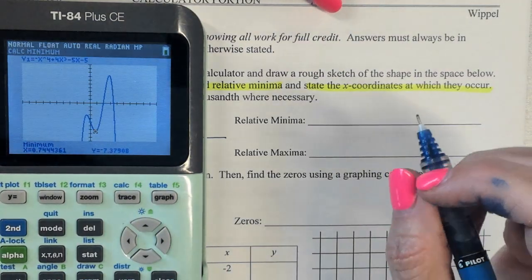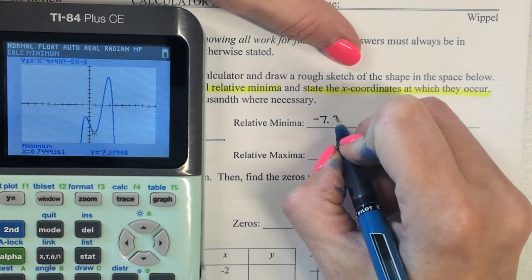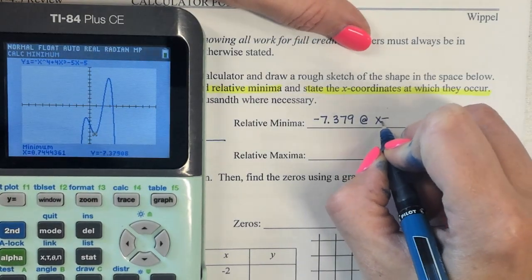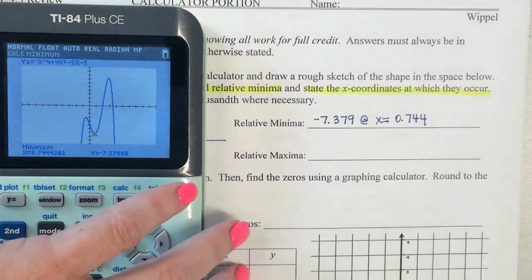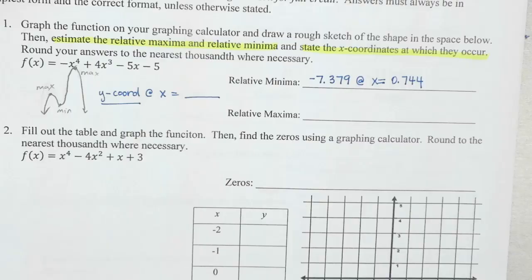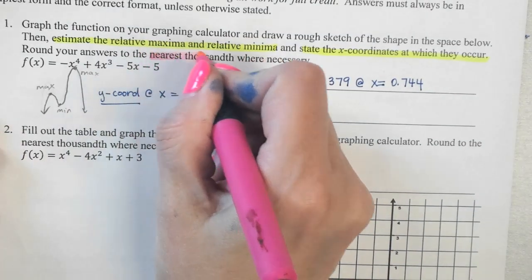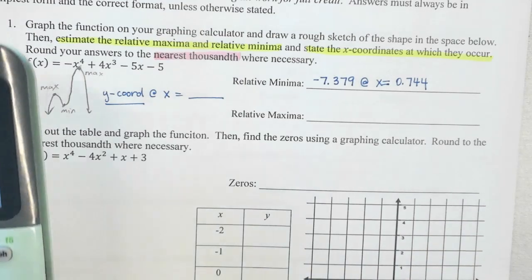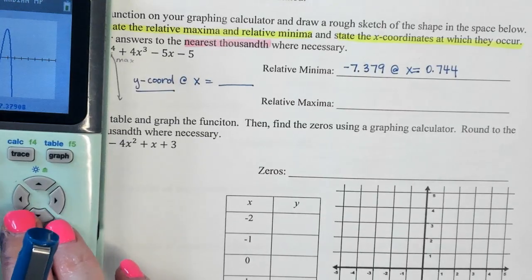So for the relative minima, we are going to write -7.379 because it says to round to the nearest thousandth at x equals 0.744. So please check not only your rounding, but also check your form. Okay, we're rounding to the nearest thousandth. Okay, and feel free to write down this form if you think that will be helpful for you.